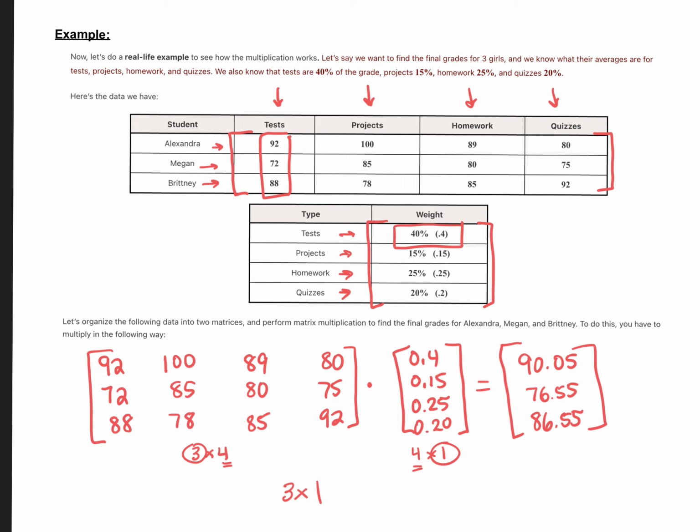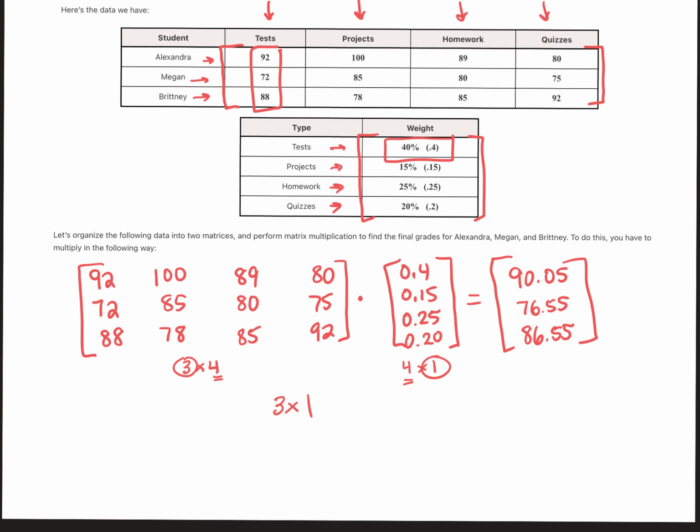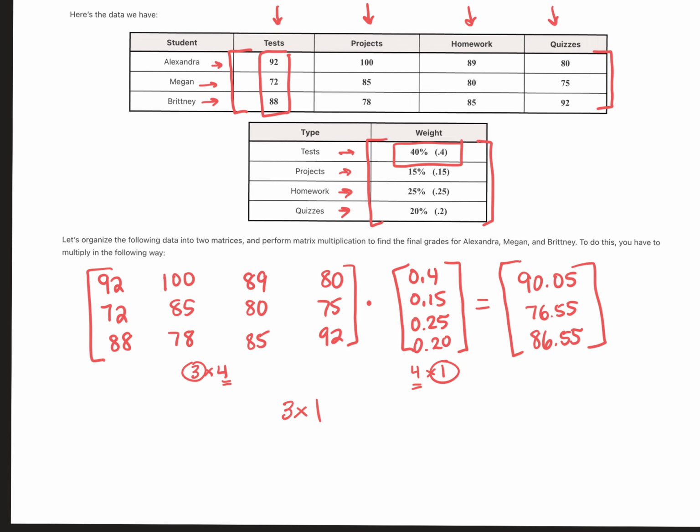So if I wanted to know what Alexandra's overall grade is, she actually ends up with a 90%. So, whoops, sorry about that. Alexandra ends up with a 90% overall. Megan will end up with about a 77% because we'll round that. And Brittany winds up with an 87%. So we can very quickly calculate grades this way.